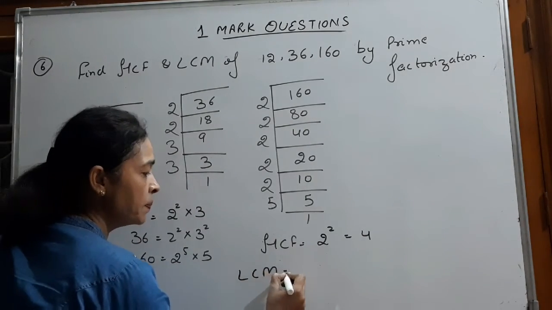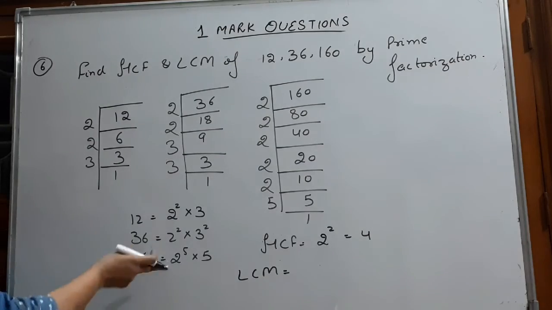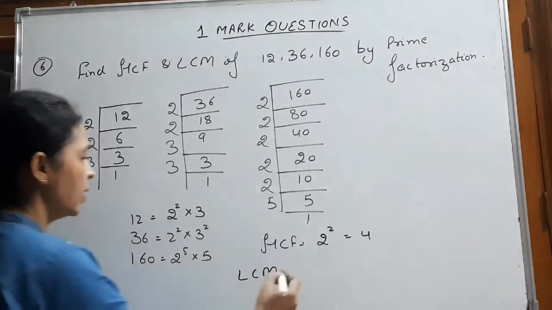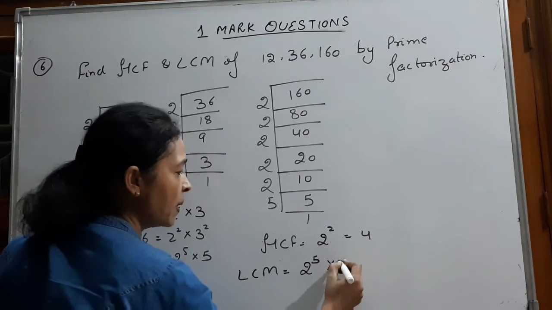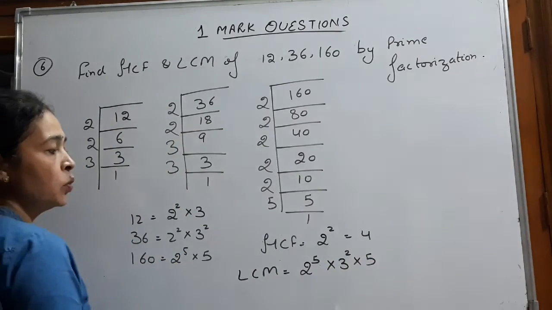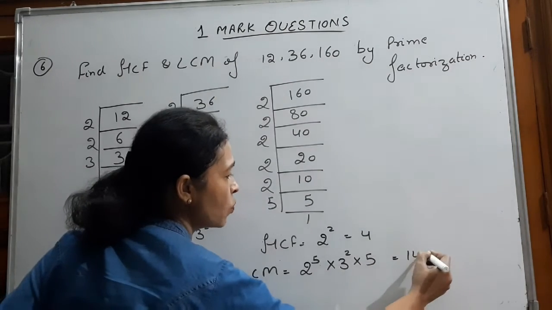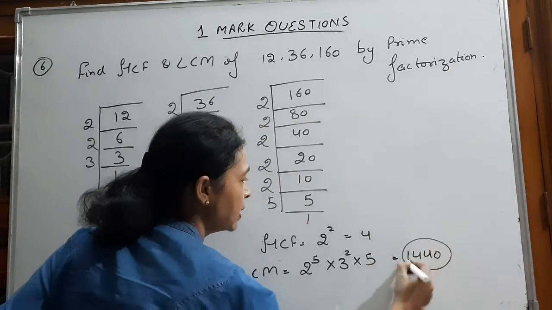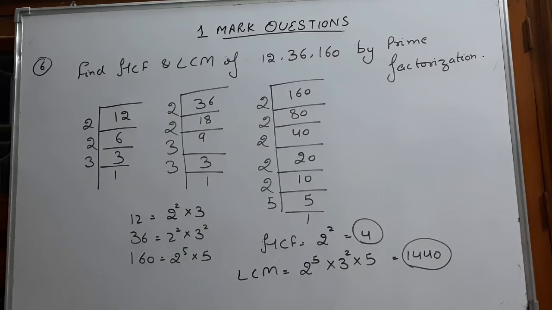Now what is LCM? Greatest power of every factor. We have 3 factors, 2, 3 and 5. Greatest power of 2 is 2 power 5 into 3 power 2 into 5. Clear? 2 power 5 into 3 power 2 into 5. That is 1440. This is our LCM and 4 is our HCF.